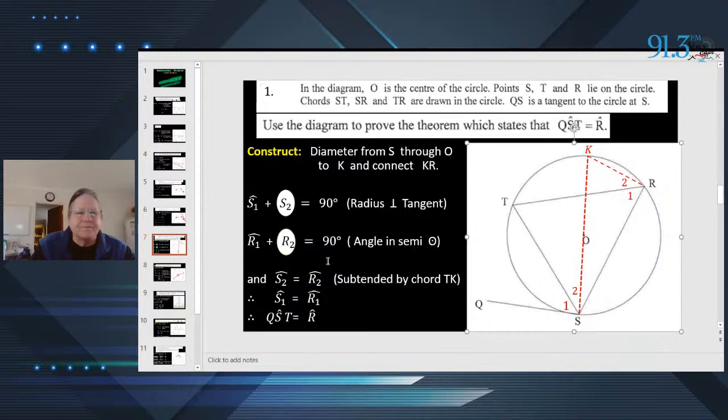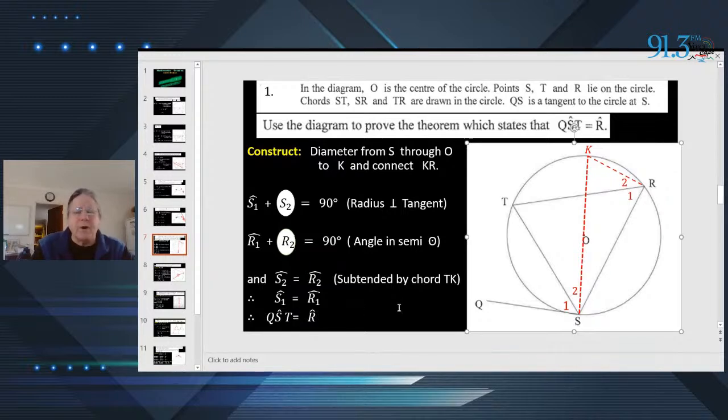So now if we have a look, same as with the previous question, we have S1 plus S2 equals 90, R1 plus R2 equals 90. But now we saw that S2 is equal to R2. So those two are equal. We've got two 90s here. Therefore, we can derive that S1 must be equal to R1. And S1 is the QST that they asked us to do, and R1 is what they asked us to prove. So we can conclude by saying angle QST is equal to angle R.